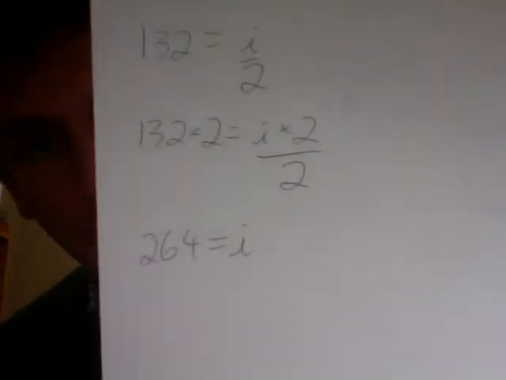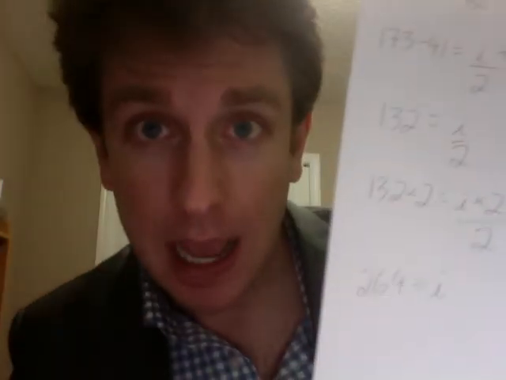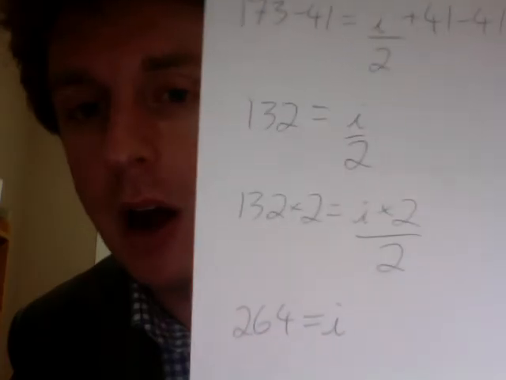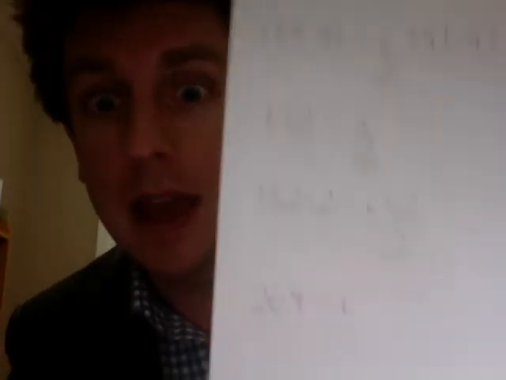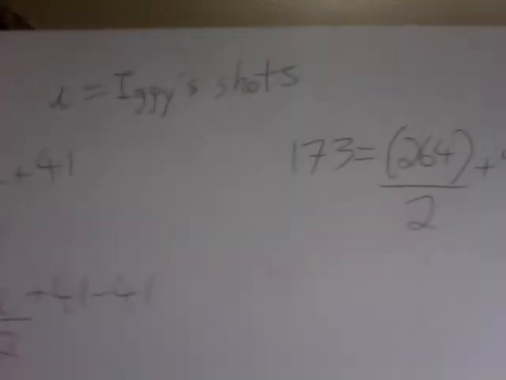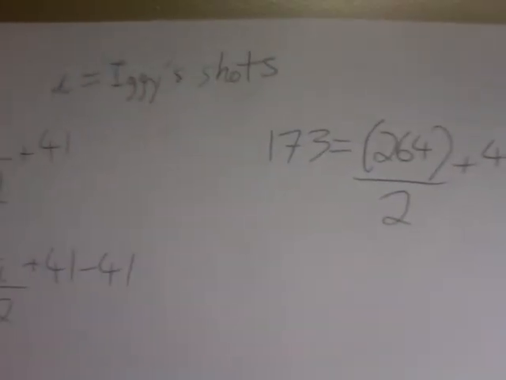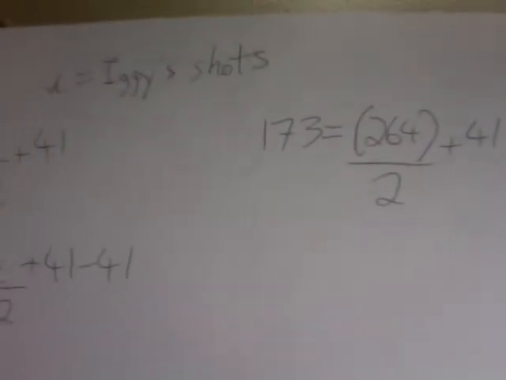Okay, now here's the moment of truth. We are going to go back to the original equation and we're going to plug 264 into I. And if both sides of the equation equal each other, then we know we have solved this bad boy. So the original equation was 173 equals I over 2 plus 41, so we're going to go 264 over 2 plus 41. Here we go. So all we have to do now, because there are no variables here, is crunch all the numbers, simplify. And it should hopefully say 173 equals 173.